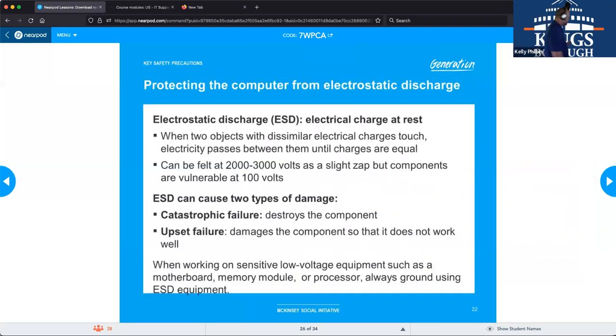That's it for fire extinguishers. On to electrostatic discharge. This is something not many of us think of very often.